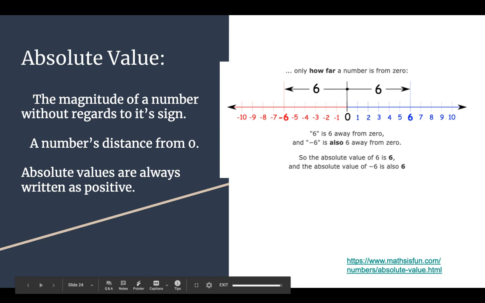You wouldn't say 6 miles or negative 6 miles unless you were talking about direction, and that's not absolute value. So absolute value is always positive. It's also defined as the magnitude of a number without regards to its sign, or a number's distance from 0. I always do the little swoopy marks. If you go from 0 to 3, that's like going 3 miles from Skyline to Pratt. If you go back, you're still going 3 miles, even though it's in a negative direction. Okay?